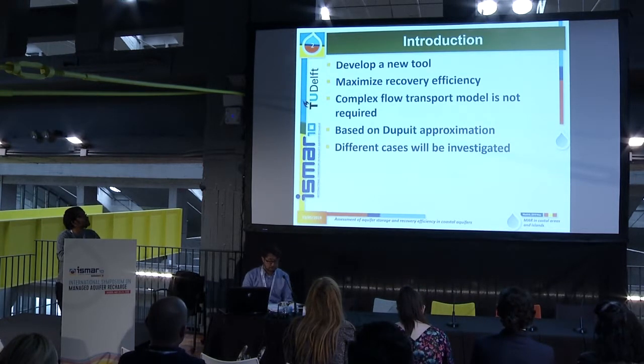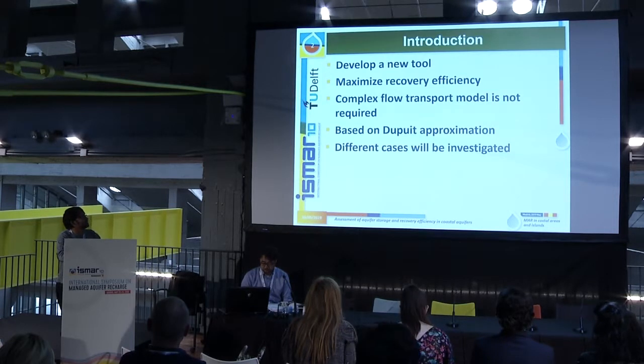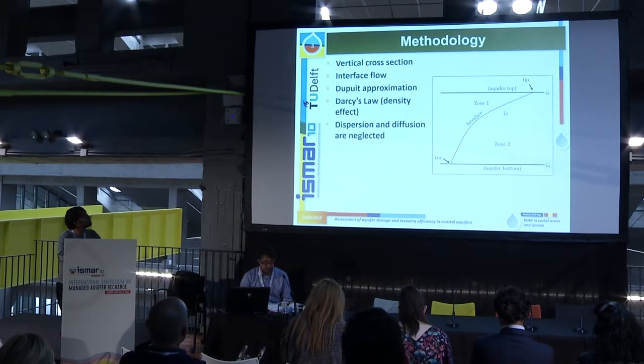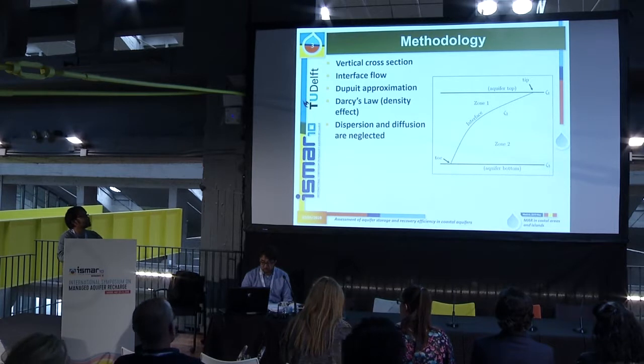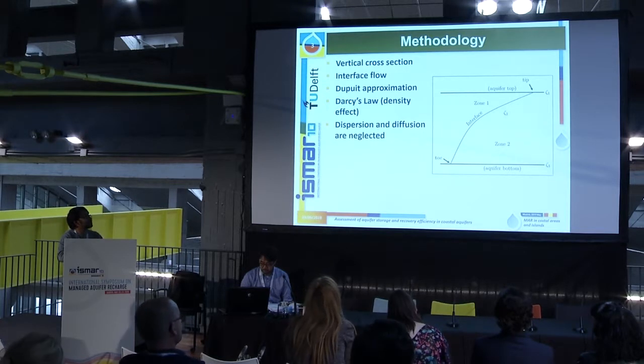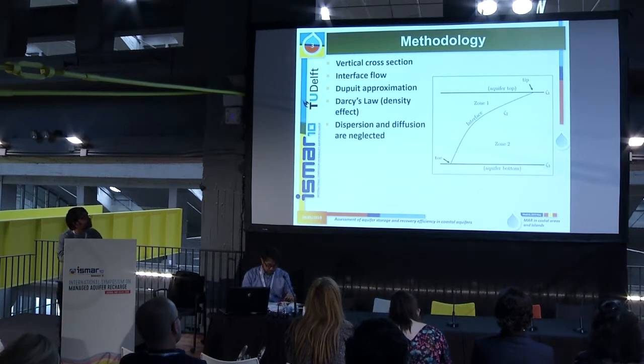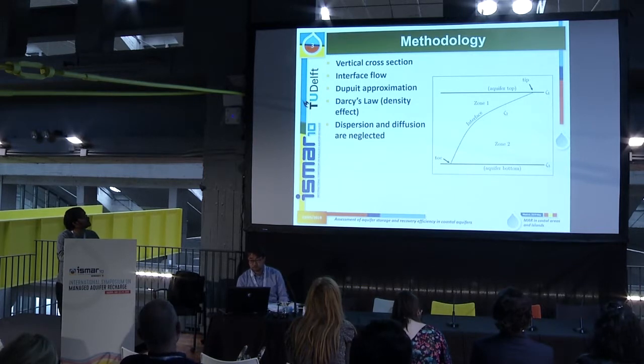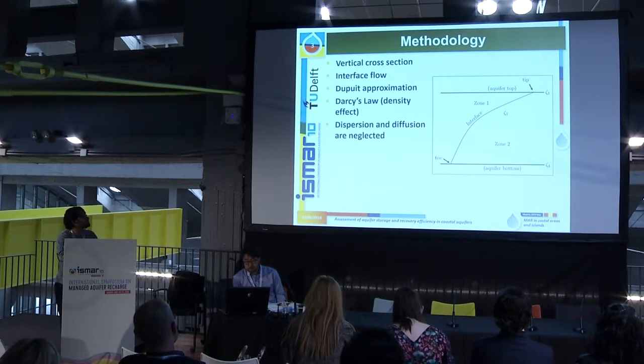The main assumption of this tool is that it doesn't require a complex flow and transport model. It is based only on the Dupuit approximation. Different cases will be investigated to see how we can maximize the efficiency. The first assumption is a vertical pie slice. At the top, the interface is called the tip, which touches the top, and at the bottom it is called the toe. The tool can handle two distinct densities, one fresh and another saline. Interface flow is considered. The density effect is considered through Darcy's law. Dispersion and diffusion are neglected.